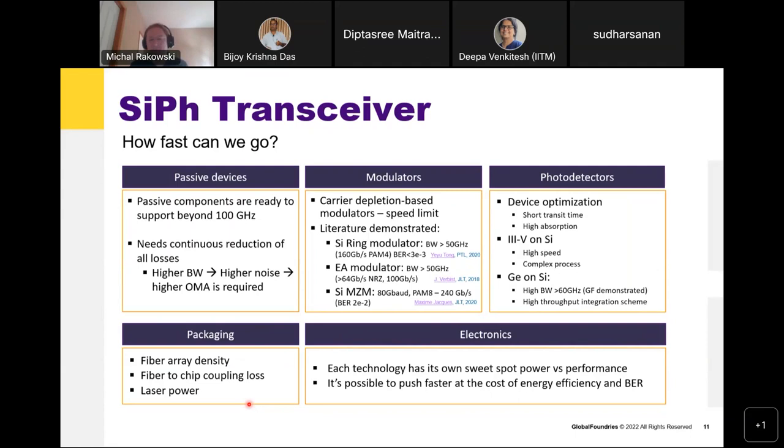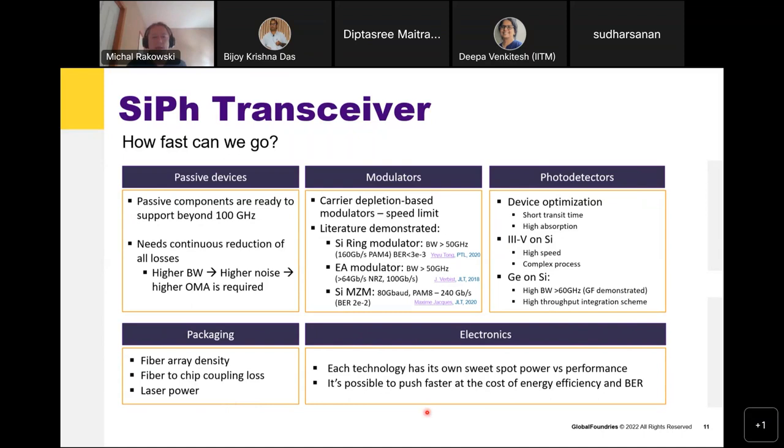And in terms of electronics, as I mentioned, each electronic has its own sweet spot. You could push electronics faster, but there is always some penalty, and the penalty is in the area. So like using, for instance, inductors, it will consume more area, which means per millimeter area, you can squeeze less channels, or less, for instance, transceivers, but you could go faster. And also with power consumption, so energy efficiency may drop because you can go a little bit faster.